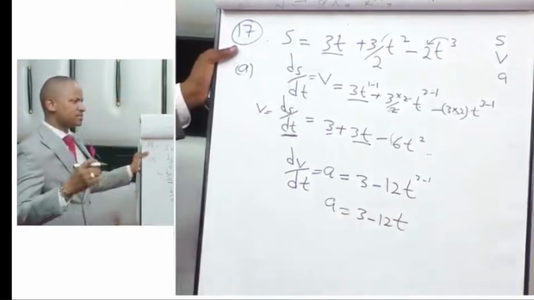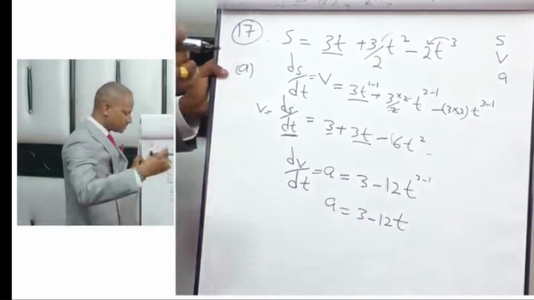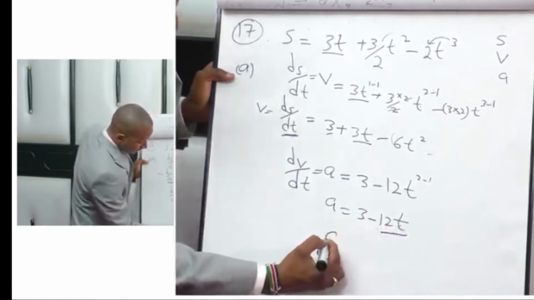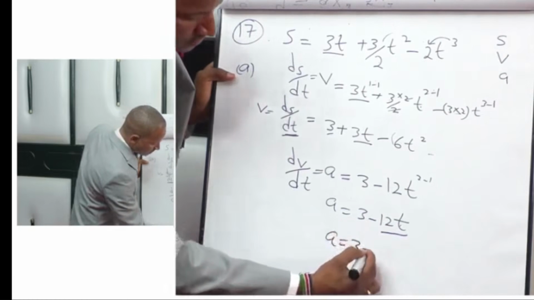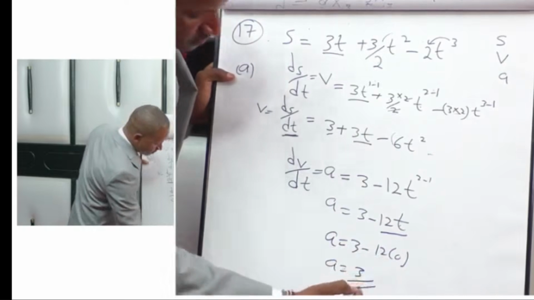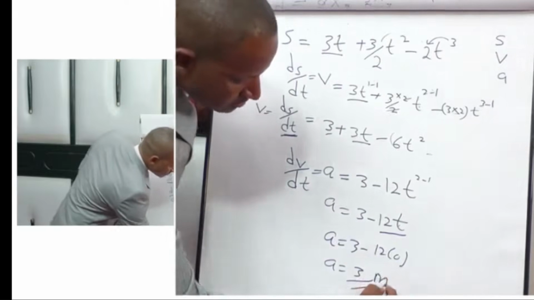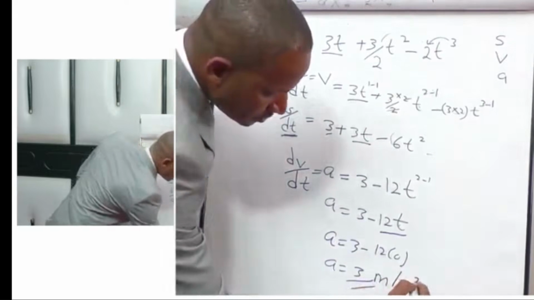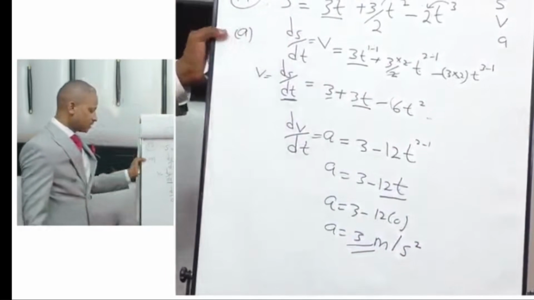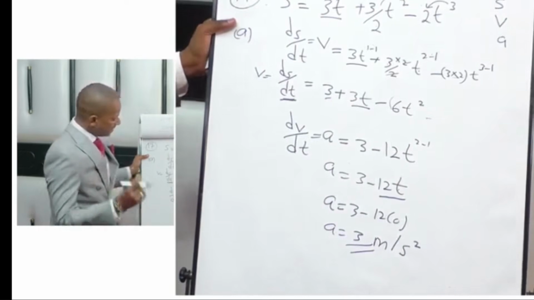But remember the question says, what is the initial acceleration? Initial acceleration, time is 0. So when time is 0, you replace t as 0. Initial acceleration becomes 3 minus 12 times 0, which is 3, because 12 times 0 is 0. The unit of acceleration is meters per second per second. Some of you can say meters per second squared. That is the initial acceleration.